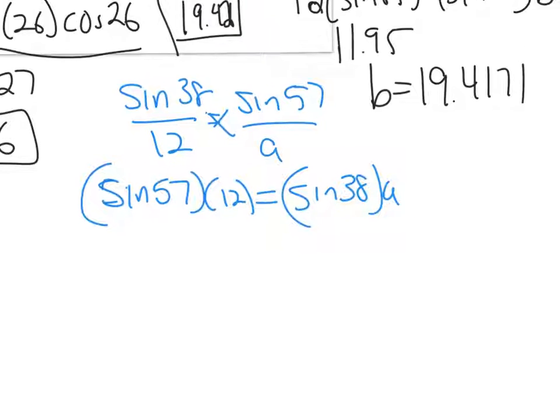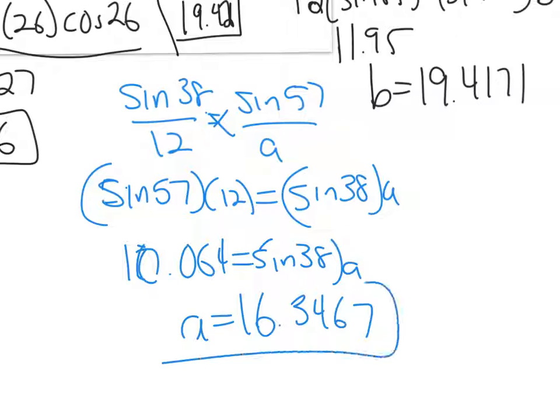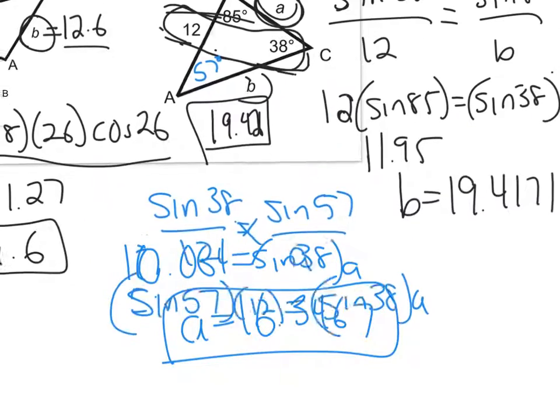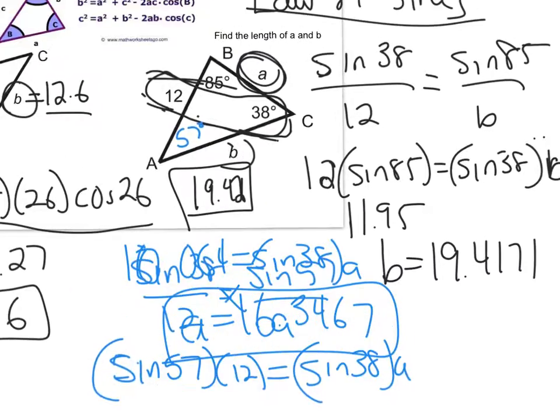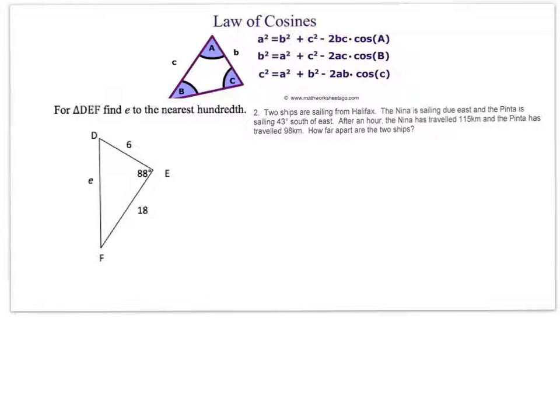So when I do that, I should get 10.064. Then if I divide by sine of 38, a should equal 16.3467. So that's my answer. So now that gives me all three sides of that, but it's more about recognizing, hey, I've got this relationship. That's got to be my big tip-off that I'm using law of sines. All right, so let's take a look here.